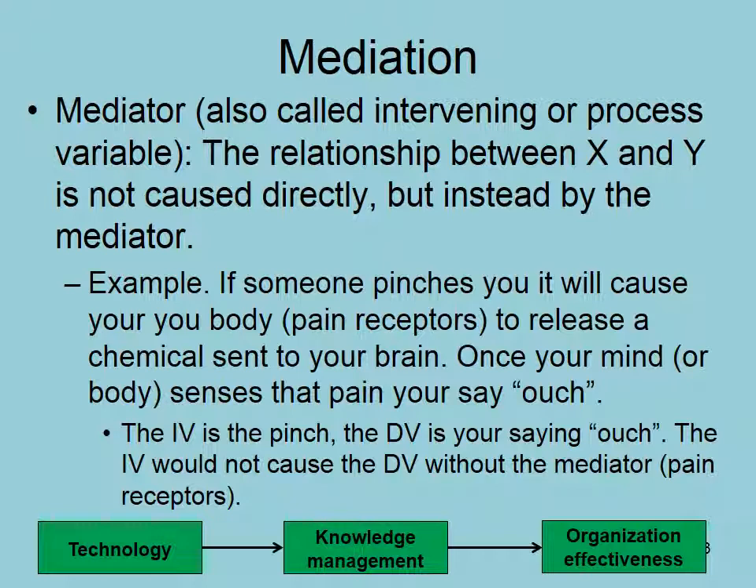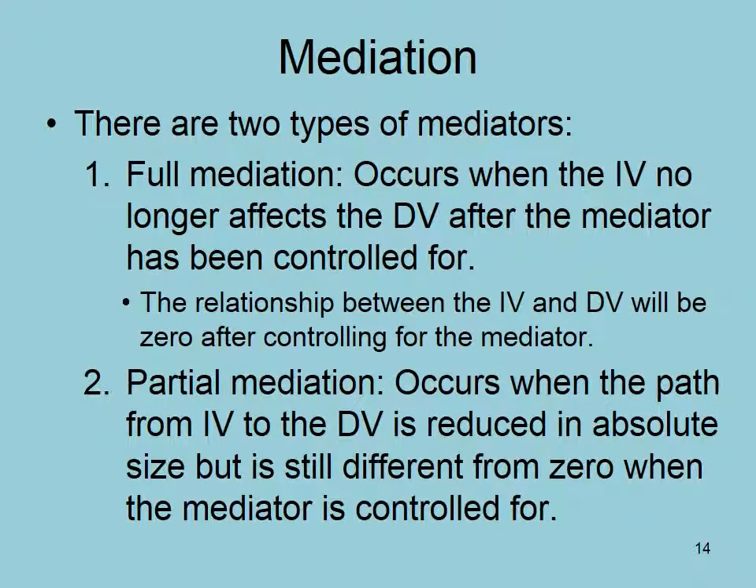Here's a simple example I found in the literature, where they theorized that technology predicts knowledge management, which predicts organizational effectiveness. What they're basically arguing is that the relationship between technology and organizational effectiveness wouldn't occur without knowledge management. There are basically two different types of mediators, a full and a partial mediator. A full mediator implies the relationship between x and y disappears after controlling for your mediator. A partial mediator means that x and y are still related even after adjusting for that mediator variable. However, the relationship between x and y does decrease as a result of incorporating that mediator in the model.